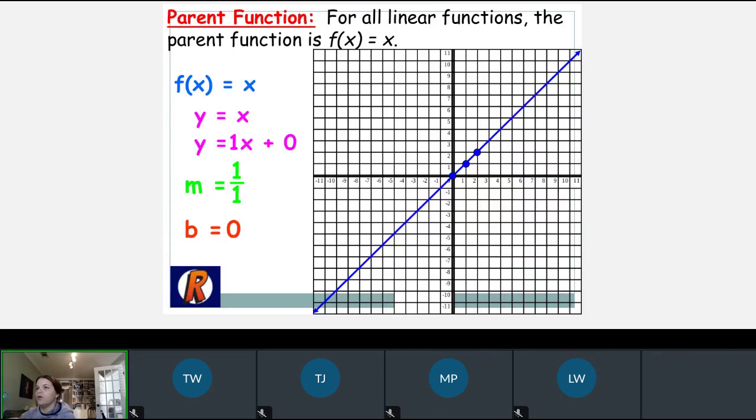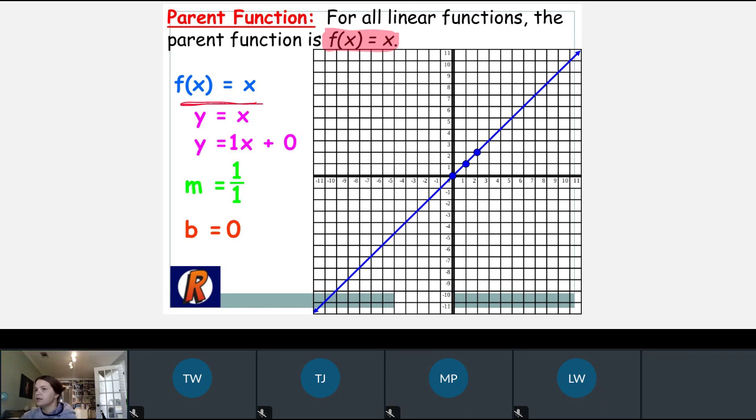Let's take a look at what the parent function looks like. So you know how to graph the parent function. You know how to graph all functions. Okay, so if the parent function, like we just talked about, is f of x equals x, let's break that down. To graph a function, we need the y-intercept and the slope. So let's determine what those are based on this equation. So in this equation, we have f of x equals x.